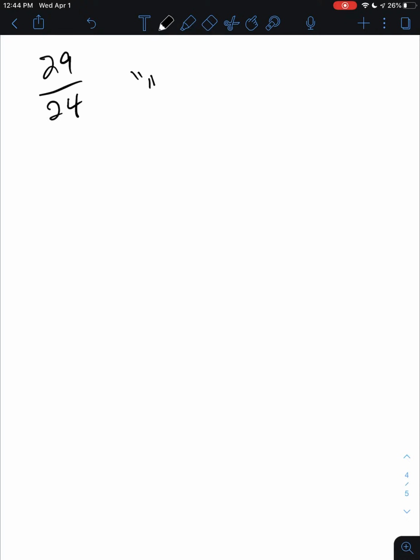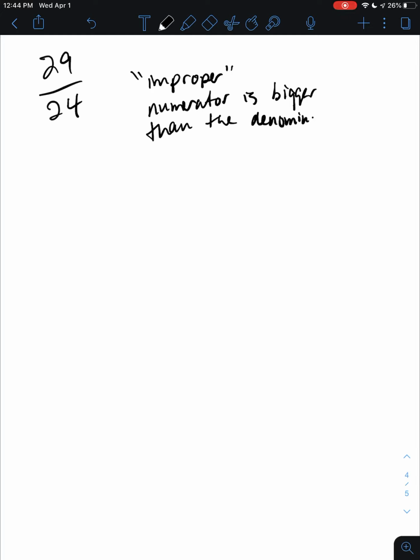It's called improper. Means the numerator is bigger than the denominator. And that is okay for mathematicians. Mathematicians think that this is actually fine and we should leave it alone. But some people don't like working with improper fractions. So what they do is actually do the division.